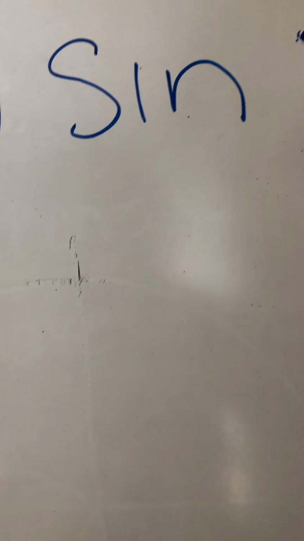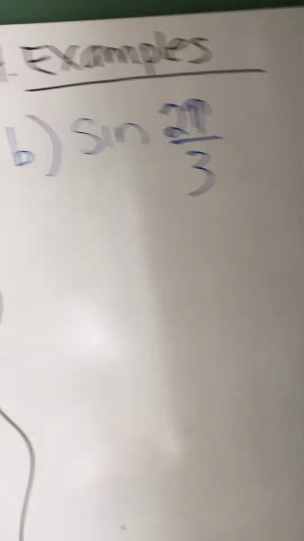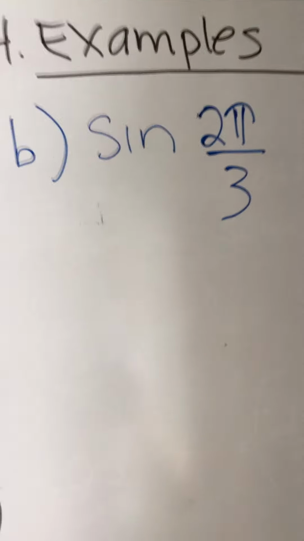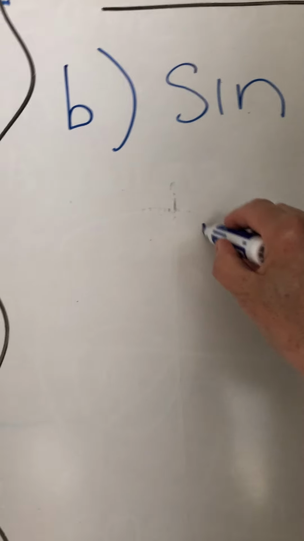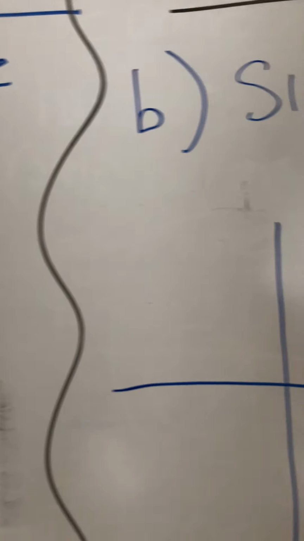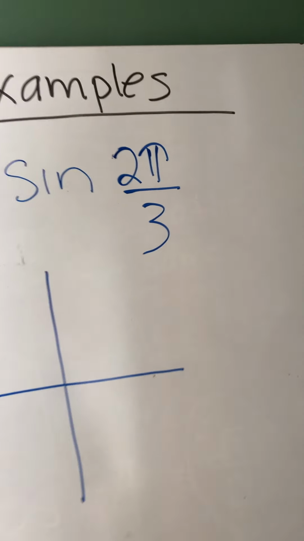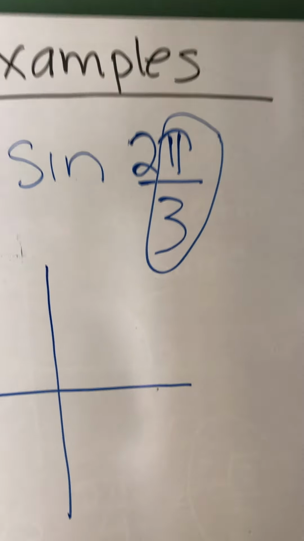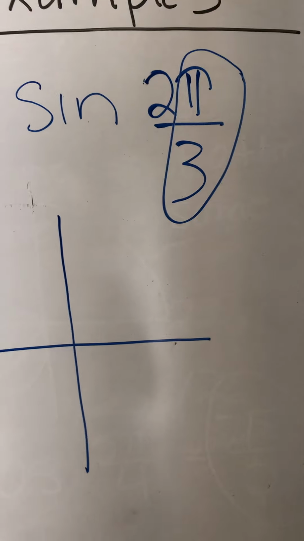Sine of 2 pi over 3. Okay, what is the value of sine at the angle measure 2 pi over 3? Let's draw ourselves a picture first. You may say, I don't know how. Yes, you do. There we go, pi over 3. That is 60 degrees. I've got 2 of them.